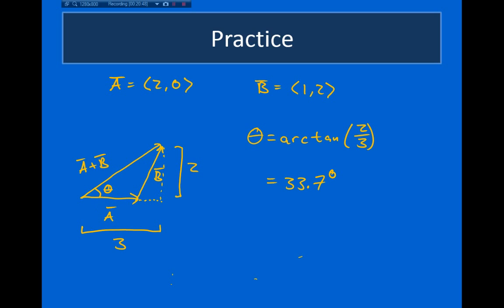So looking over here at this picture, if this is the y direction, and this is the x direction, this angle is, we could say, counterclockwise from the positive x-axis. Right? So I'm going like this. That's how I'm measuring my angle.